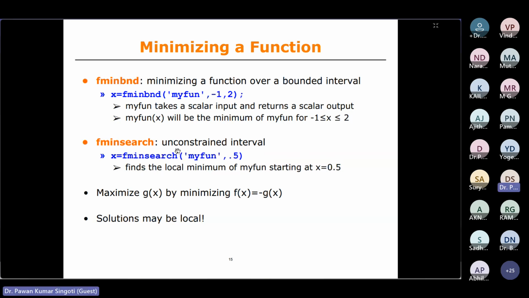Then unconditional minimization finds the local minimum of m1 starting at point 0.5. Okay, so for this function you can call fminbnd, and for the unconstrained minimum you can call fminsearch. Okay, for maximizing g(x), minimize f(x) equal to minus g(x). Okay, the solution may be local.